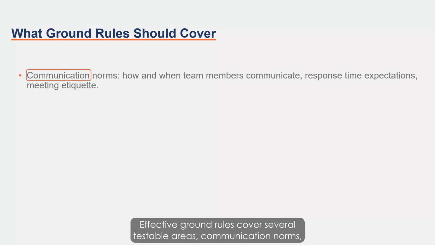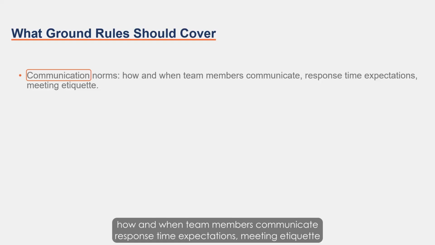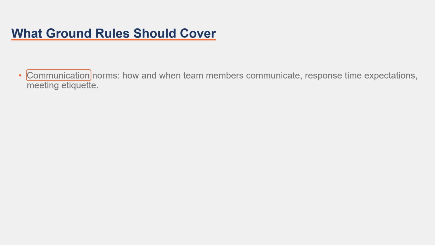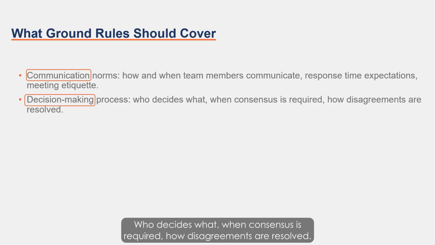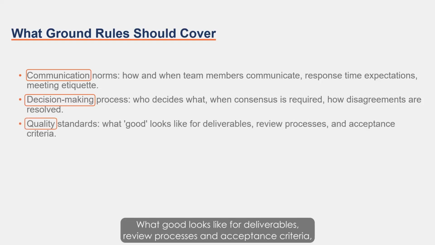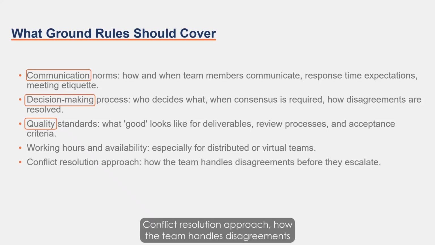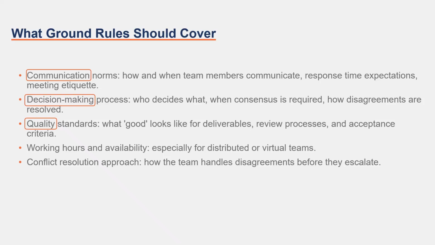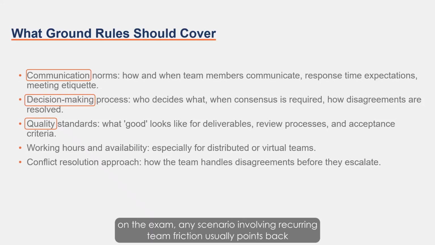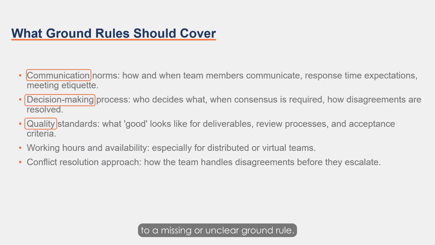Effective ground rules cover several testable areas. Communication norms: how and when team members communicate, response time expectations, meeting etiquette. Decision-making process: who decides what, when consensus is required, how disagreements are resolved. Quality standards: what good looks like for deliverables, review processes, and acceptance criteria. Working hours and availability, especially for distributed or virtual teams. Conflict resolution approach: how the team handles disagreements before they escalate. On the exam, any scenario involving recurring team friction usually points back to a missing or unclear ground rule.